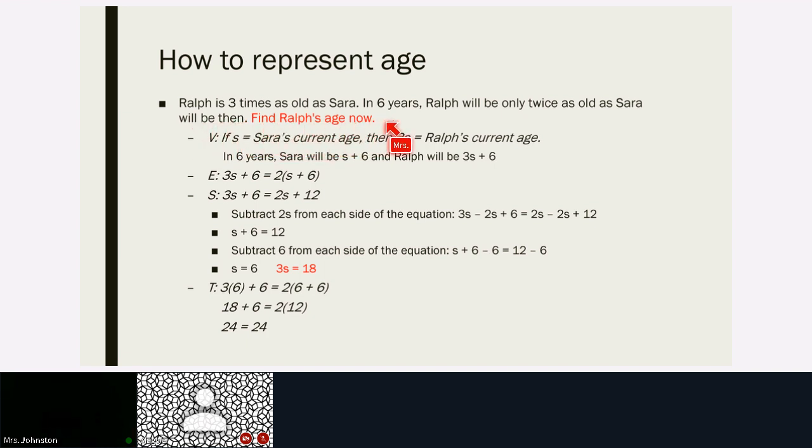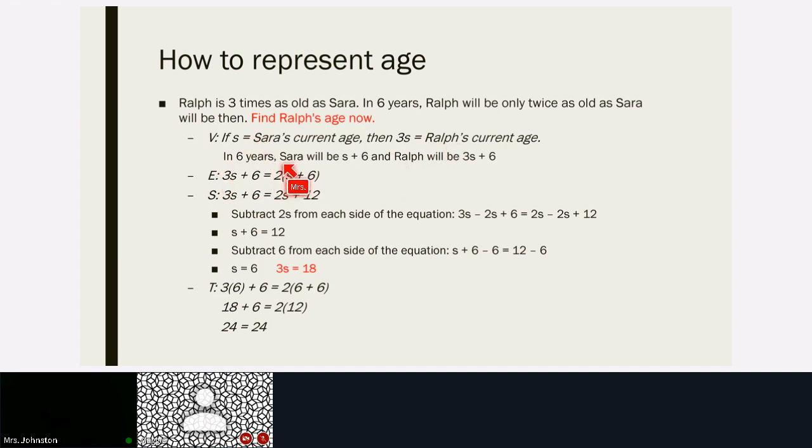Okay, the reason I put this in red is because we want to solve for Ralph's age, and I've represented his age as R, but everything else is in terms of Sarah, so I'm representing her age as S. So in my variable setup, I've got S equals Sarah's current age, and I'm representing Ralph's current age as 3S because he is 3 times as old as Sarah. So he's whatever Sarah's age is now, 3 times that is his age. So if she's 2, he is going to be 6. If she's 20, he's going to be 60.